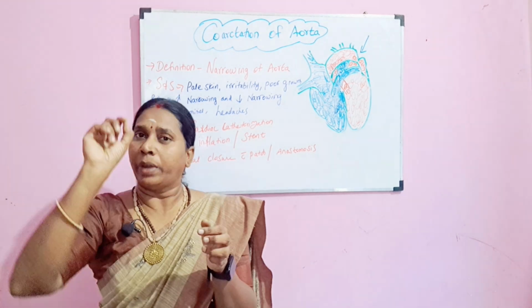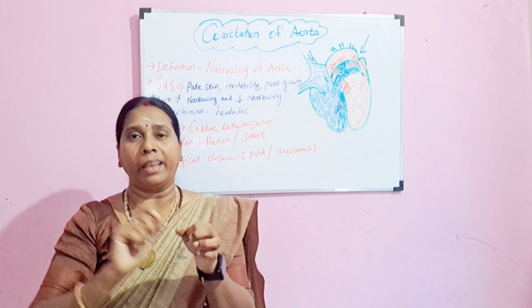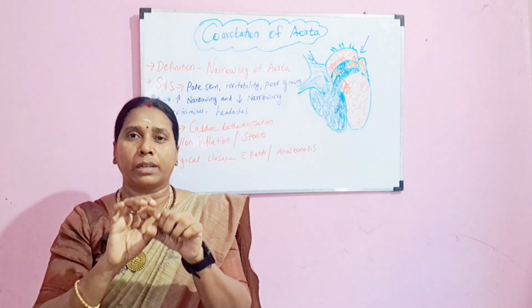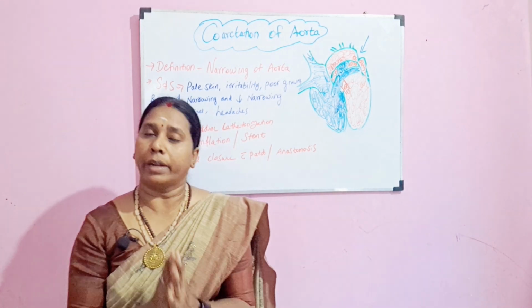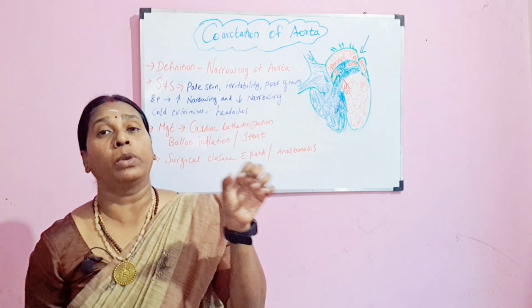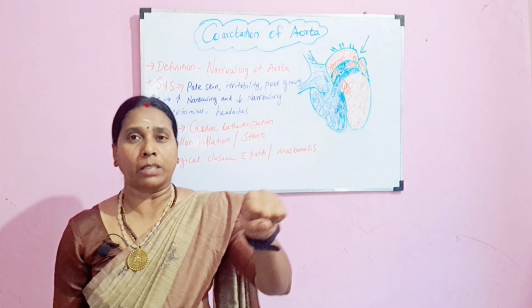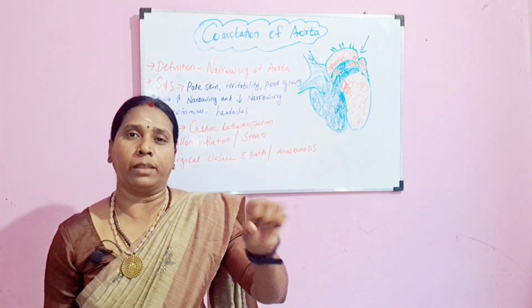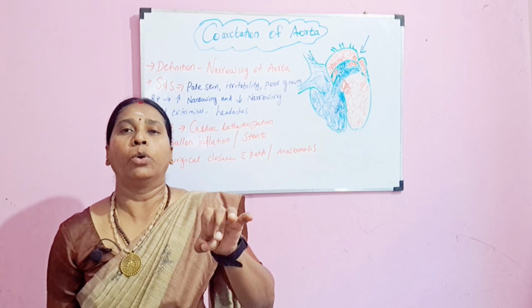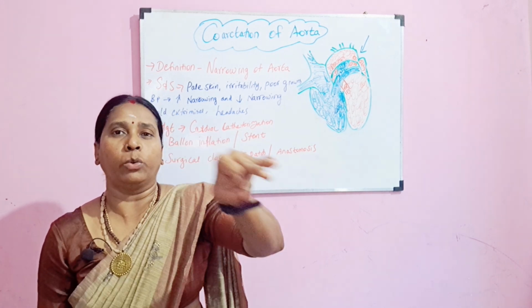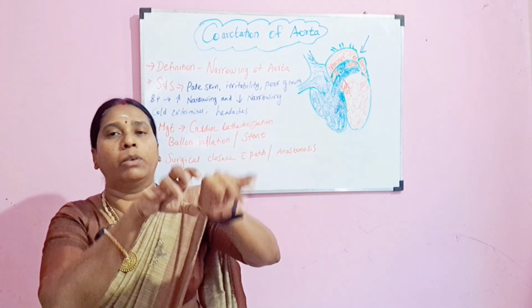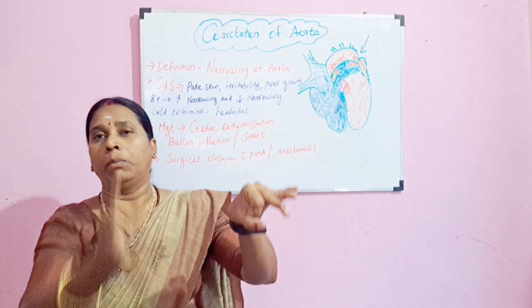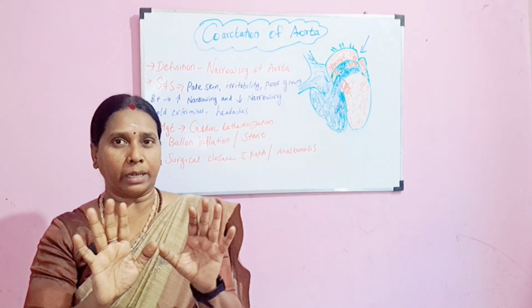So where the narrowing is, you will either try to remove that narrowing, or otherwise you can fix a balloon and inflate that balloon in that area. You keep a balloon in that area and inflate it, and that area will be wide open so that blood flows easily. So that will be one procedure.